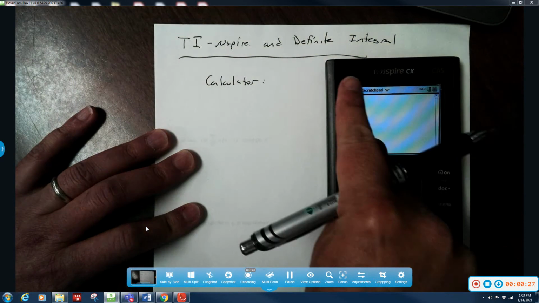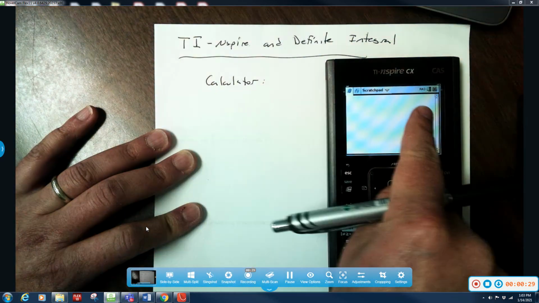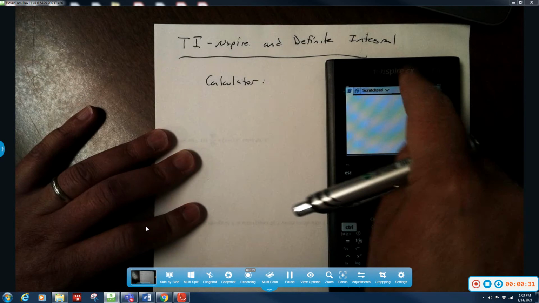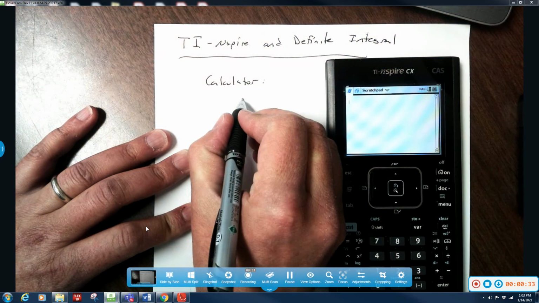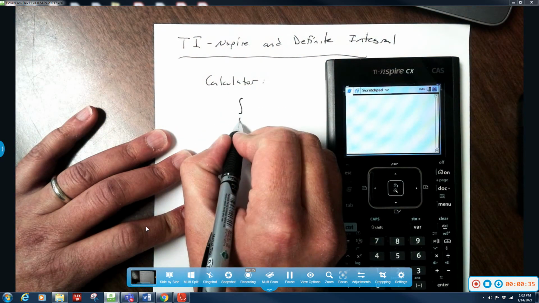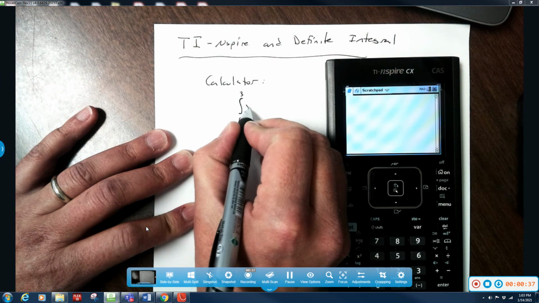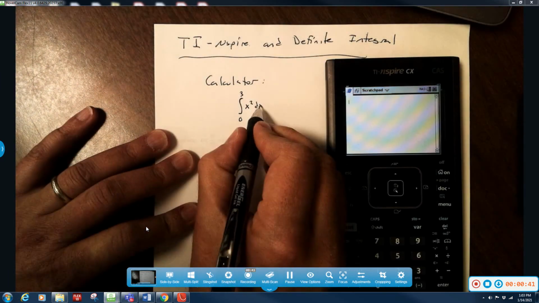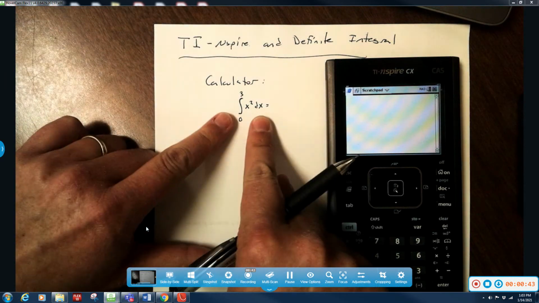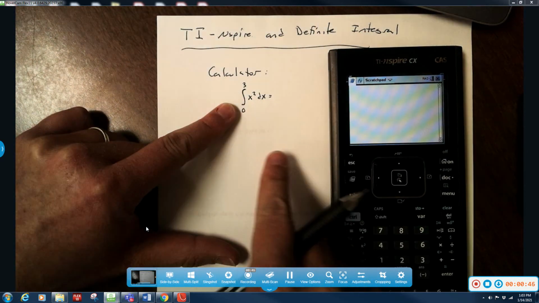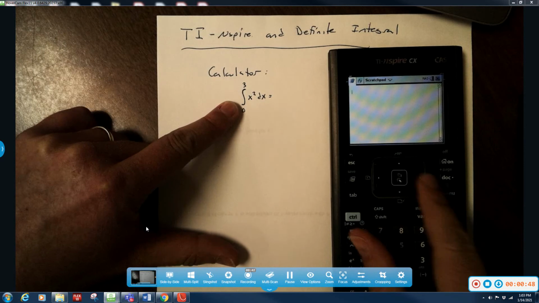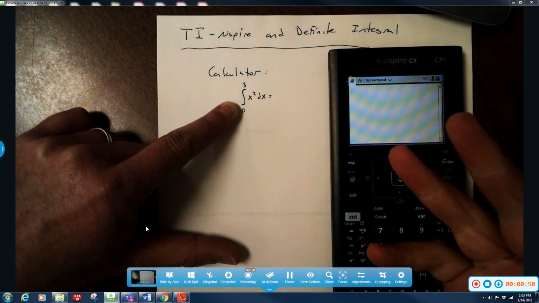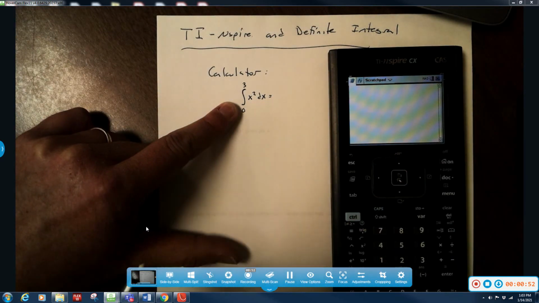Now the first thing you always want to make sure, especially in BC calculus, is that you're in radian mode. All right, so to solve the integral, let's say we have an integral from 0 to 3 of x squared dx, and I want to solve this integral. So on the calculator, I am going to go over to the menu button. Now, I'm in Scratchpad. You can also be in Document. We'll talk about that in just a moment.